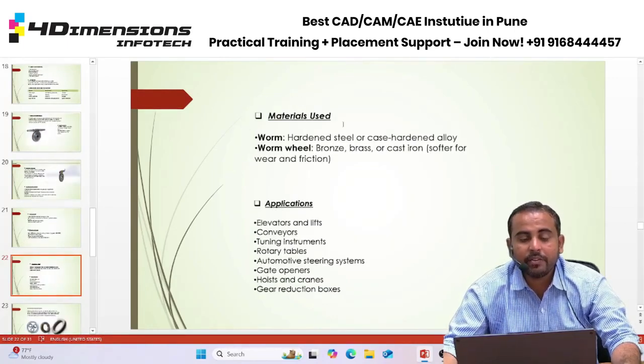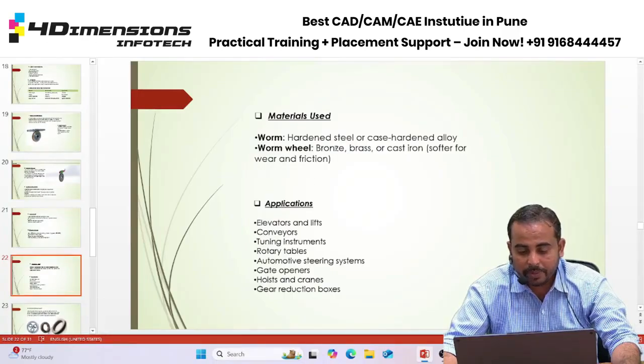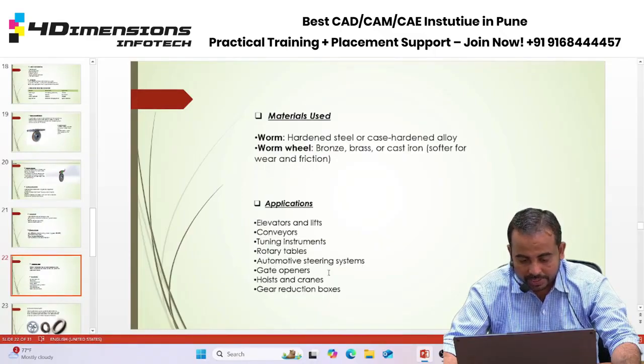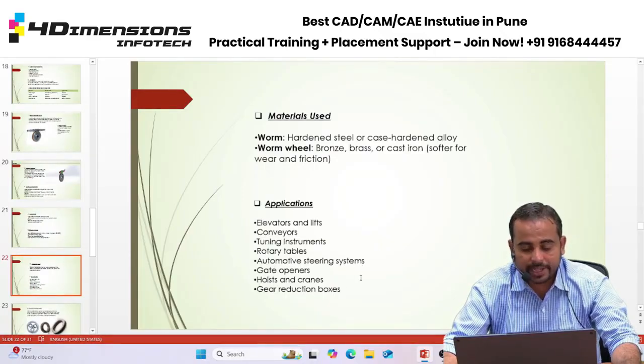The material used for making the worm gear. So here the material for worm shaft is hardened steel or case hardened alloy. On the other hand, the worm wheel will be manufactured by using bronze, brass or cast iron. Softer for wear and friction. So they are softer for wear and friction. Material properties also matter here. Now the applications for worm gear: in elevators and lifts, in conveyors, tuning instruments, rotating tables, automotive steering systems, gate openers, in hoists and cranes, also in gear reduction boxes.